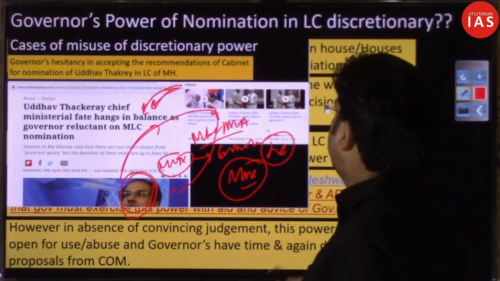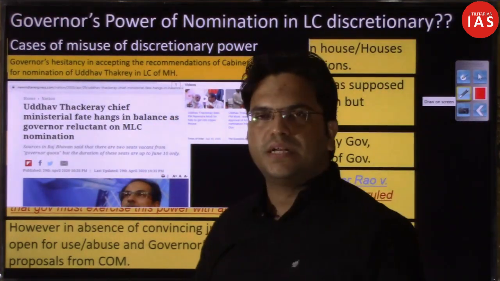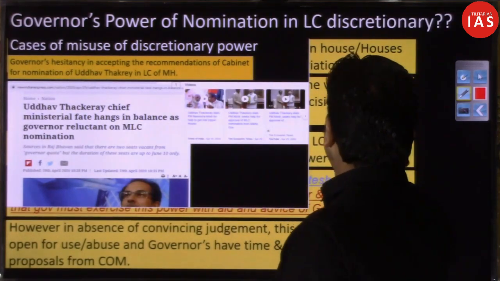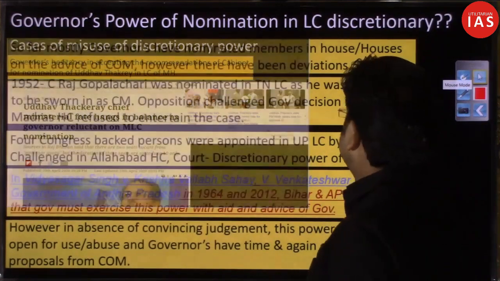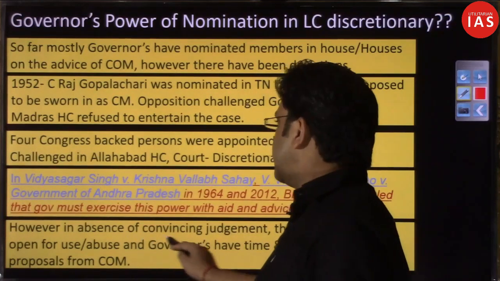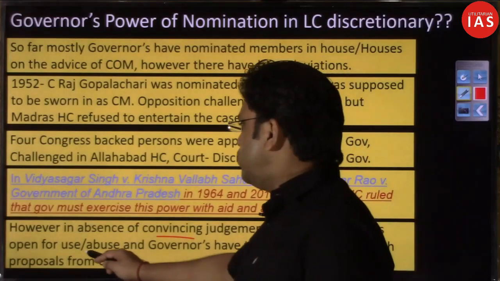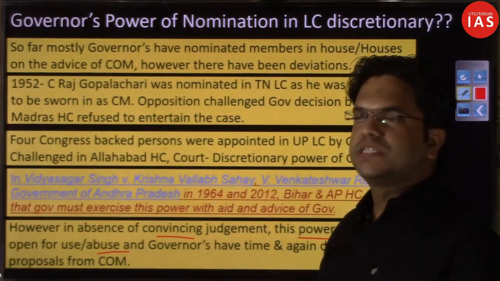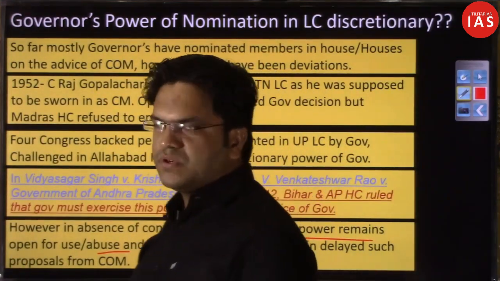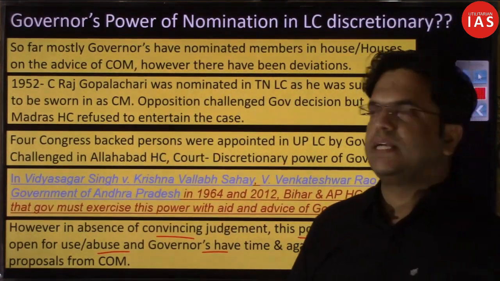And it is in this context that this question should be raised, whether this power of the governor is discretionary or not. As I already told you, the answer can't be given in binaries. This answer is reserved in these decisions of the High Courts, and in the absence of a convincing judgment from the Supreme Court, this power remains open for use and abuse depending on the situation the governor has. The debate whether this power is discretionary or not started immediately after independence.